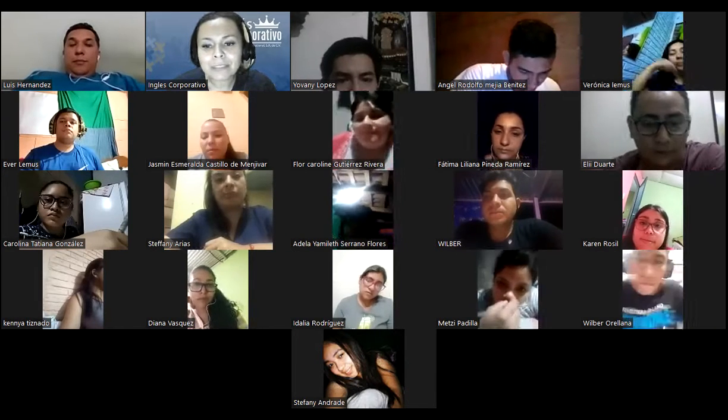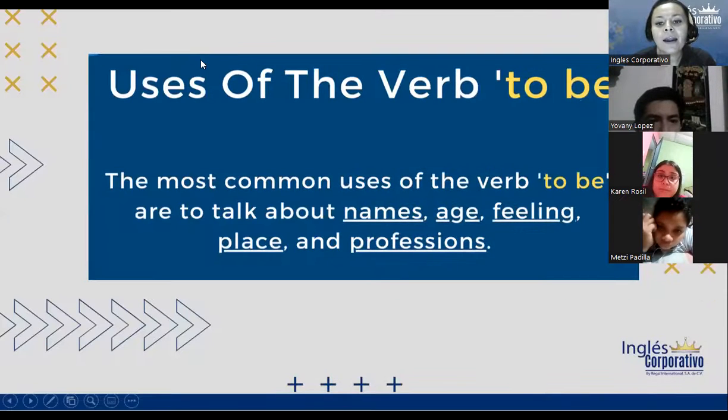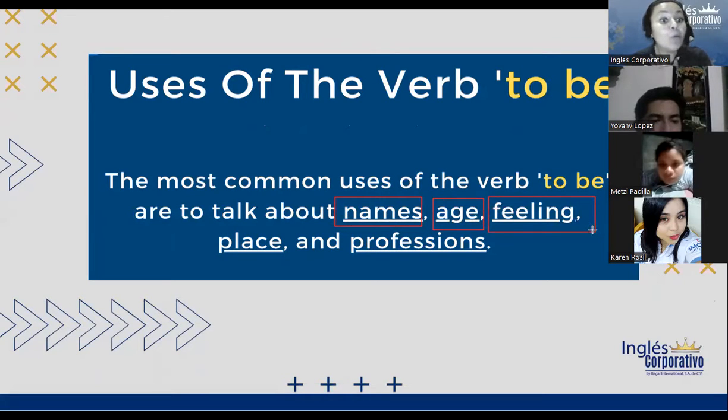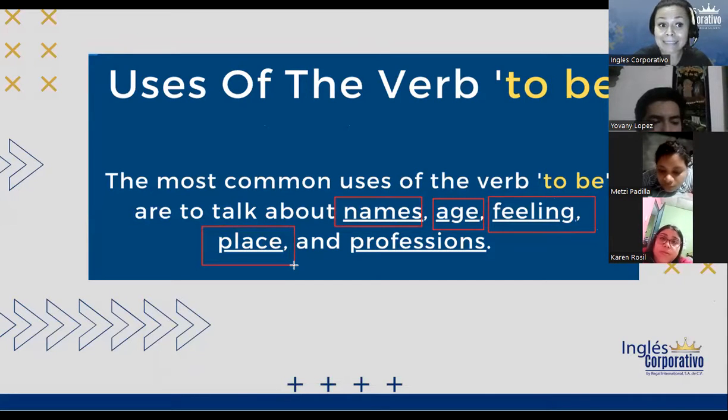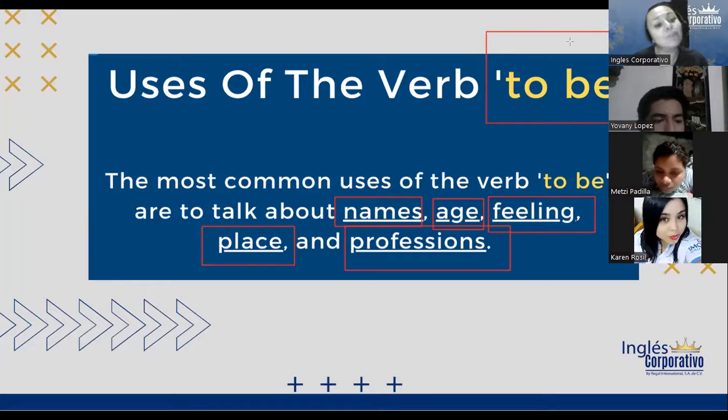Okay, what do we express in these sentences? ¿Qué es lo que expresamos en estas oraciones? So, we are going to express the following. Vamos a expresar lo siguiente. We express names, expresamos nombres, ¿verdad? Expresamos age, edad, feelings, que son sentimientos, o moods, o cómo nos sentimos. También expresamos lugares, places, I am in my house, estoy en mi casa, ¿ok? And also we express profession, y también expresamos profesiones, o ocupaciones también. Okay, this is what we talk about in the verb to be. Eso es lo que expresamos con el verbo to be.